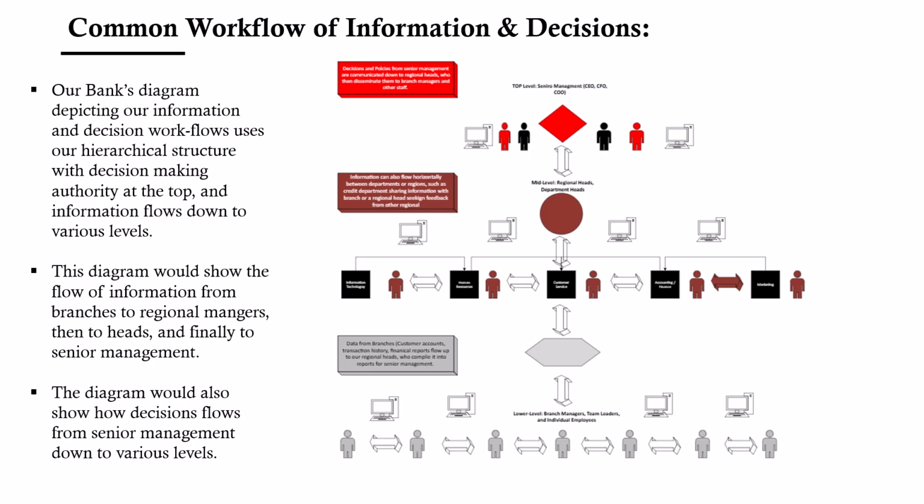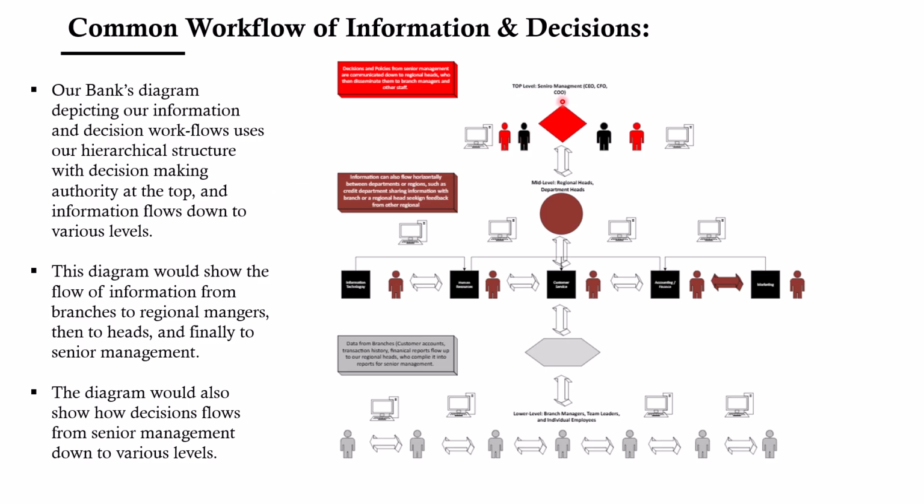So we've got our common workflow of information and decisions. Our bank's diagram depicting our information and decision workflow uses a hierarchical structure with decision-making authority at the top and information flowing down to various levels. This diagram would show the flow of information from our branches to regional managers, then to our heads, and finally to our senior management. The diagram would also show how a decision flows from our senior management all the way down to various levels. And then let's take a look here. Just kind of go over, as you can see, our top level.